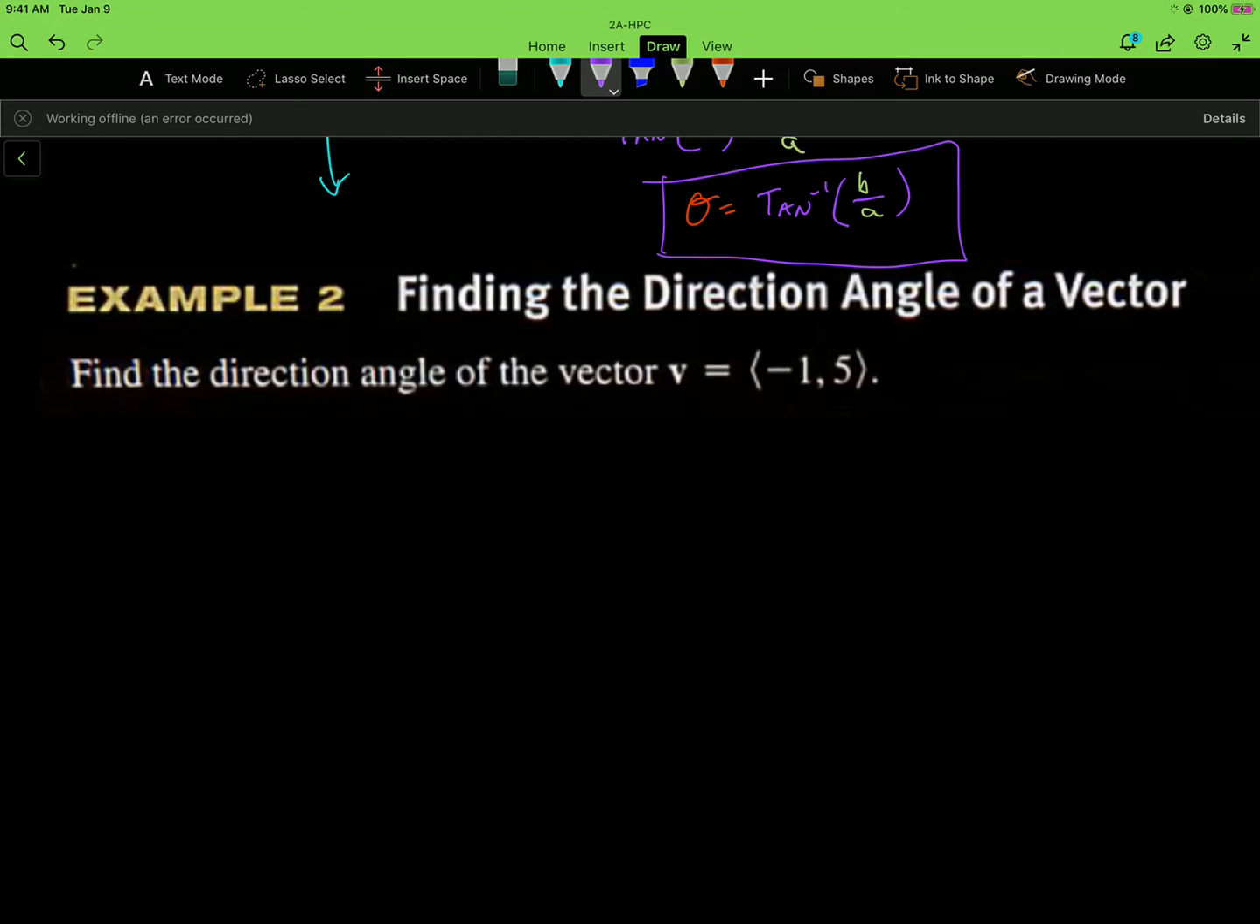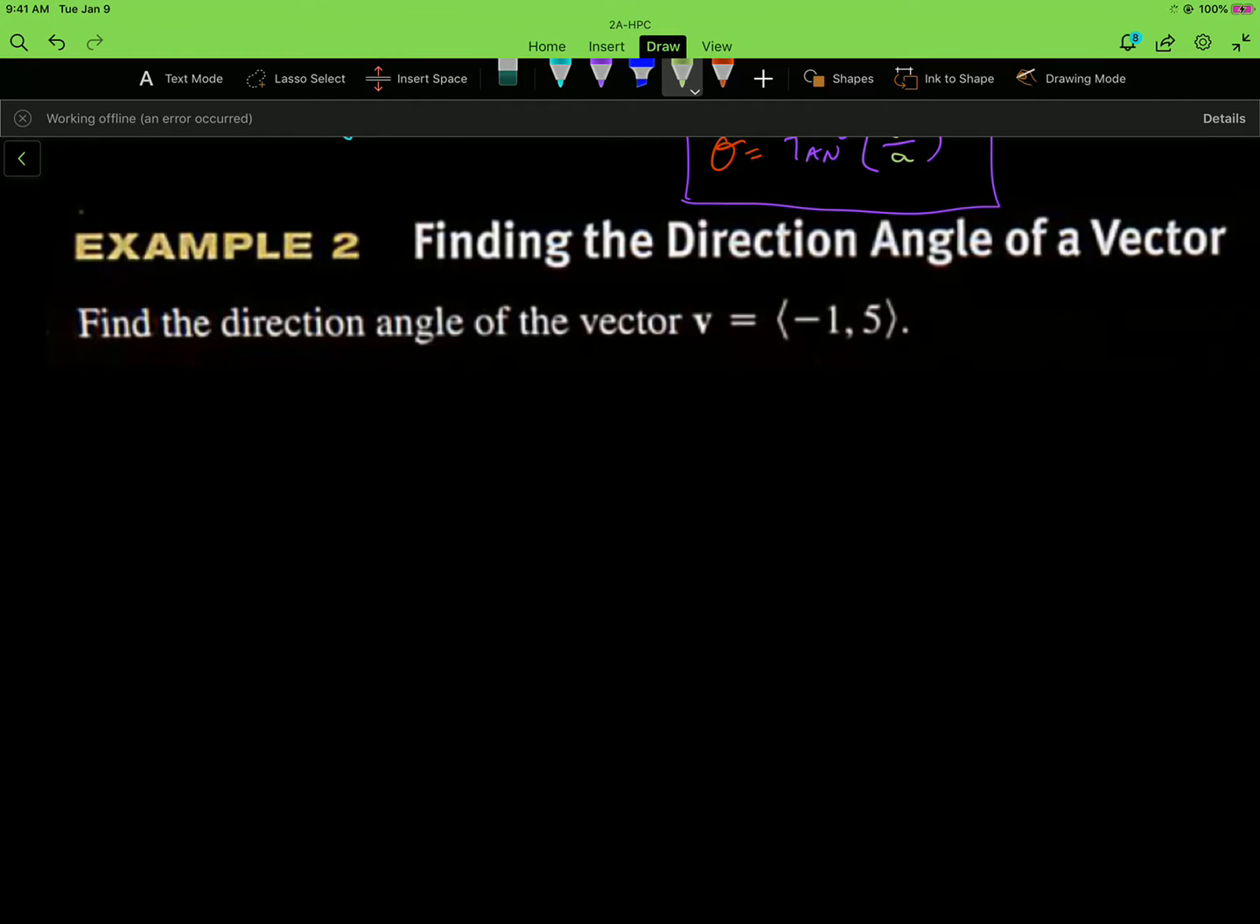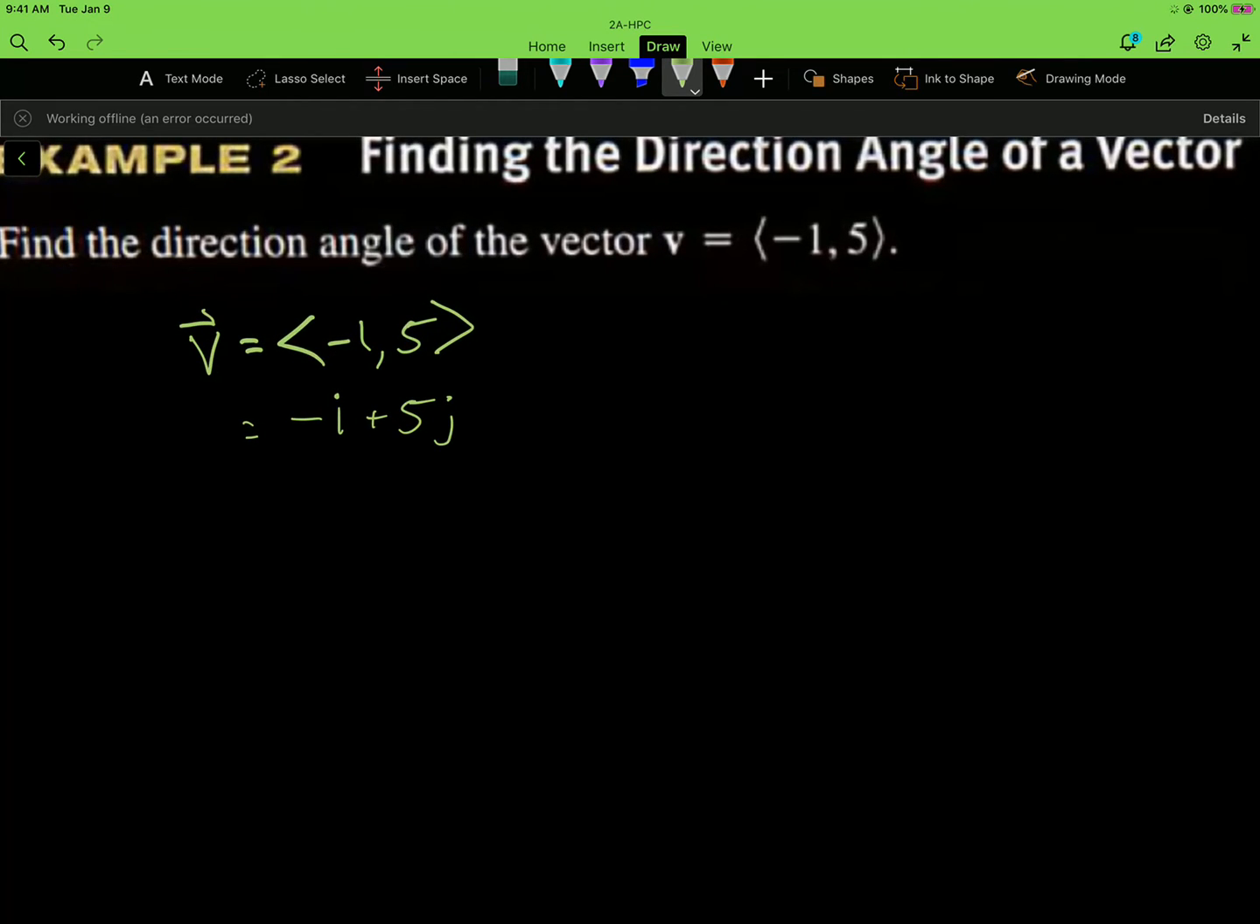Find the direction angle of a vector. I have my vector in algebraic form as -1, 5. Those are my components. As a reminder, I could call it -i plus 5j, just to get used to that other form, which is scalar multiples of the unit vectors. To find the direction angle, theta is equal to inverse tangent of the vertical component divided by the horizontal component. That's going to give us our reference angle. We'll worry about quadrants later.